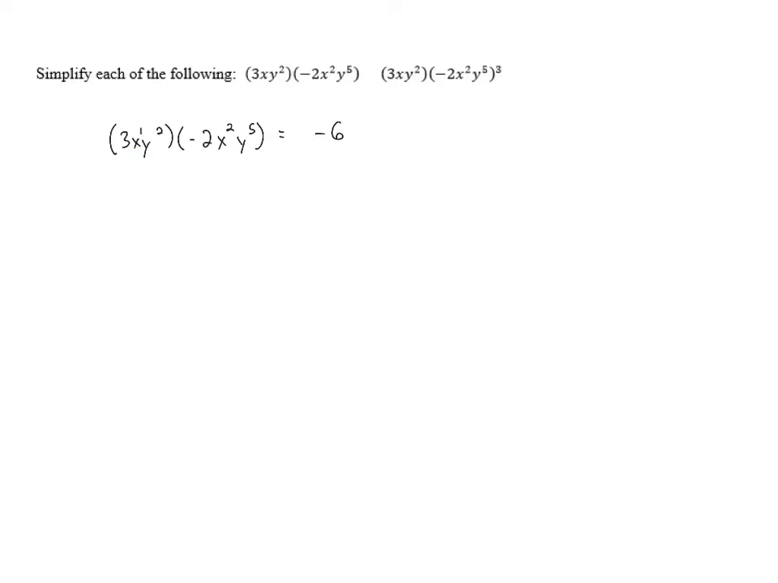And if we have x to the first times x squared, those are two powers of the same base being multiplied, so we add those powers. That was the first rule. 1 plus 2 is 3, so that gives us x cubed, right? X times x squared is x cubed. And then similarly with the y's, we've got y squared times y to the fifth. When we multiply those, we add the exponents, and that gives us y to the seventh. So that first product is negative 6x cubed y to the seventh.